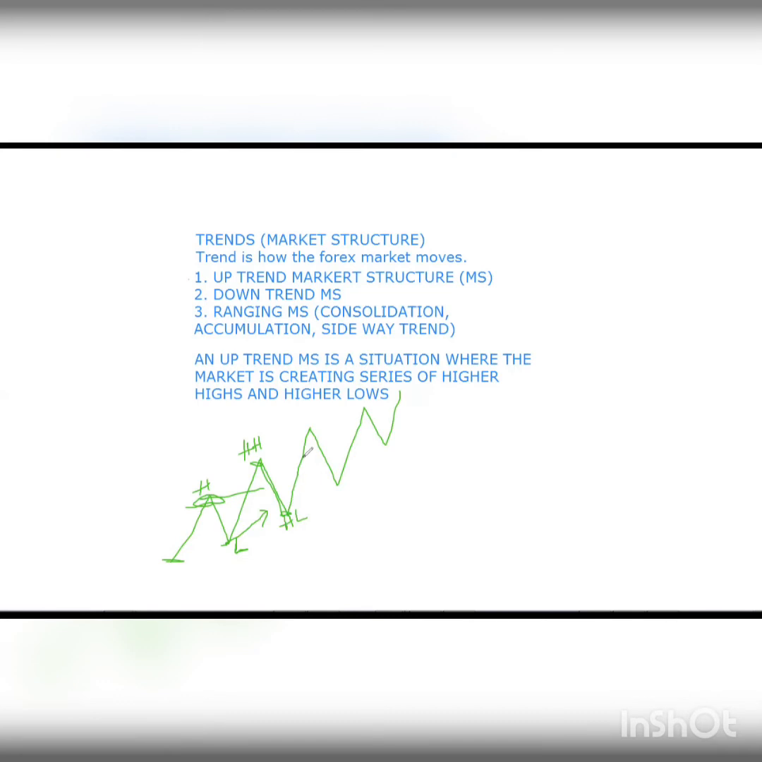Now it created another high. A new high. And then this high was higher than this previous high. So we have a what? A new higher high. Now, same thing when it created a low. It's created a low. Then this low is higher than this previous low. So automatically we have a higher low.